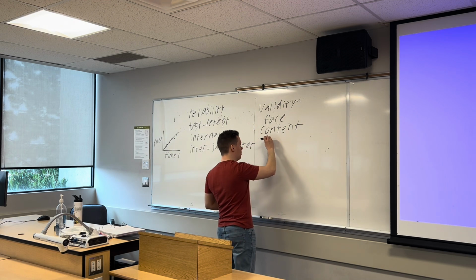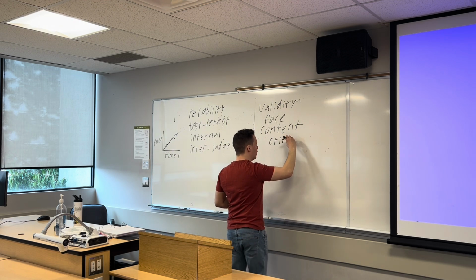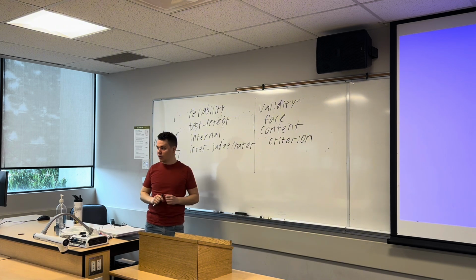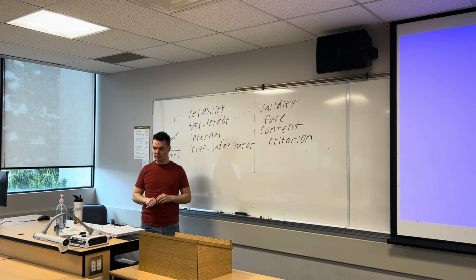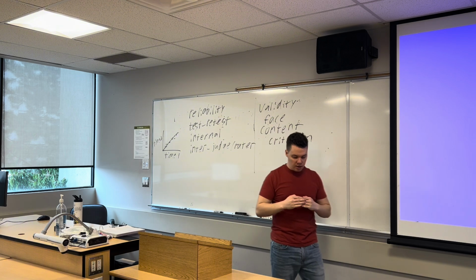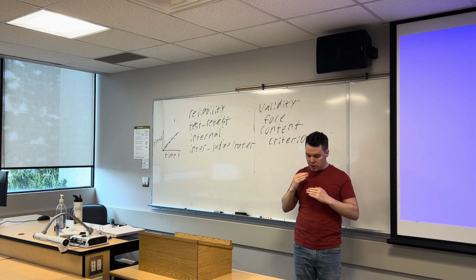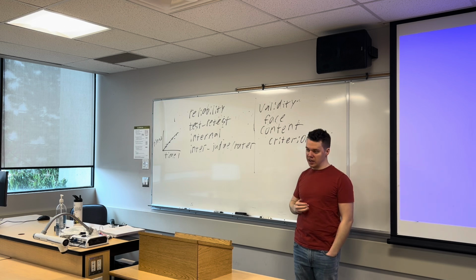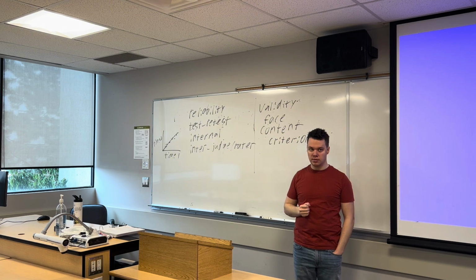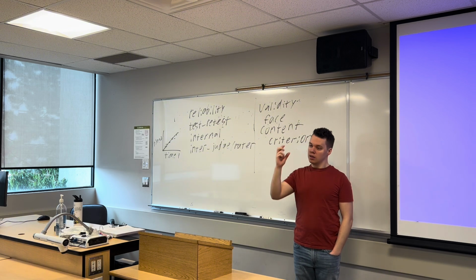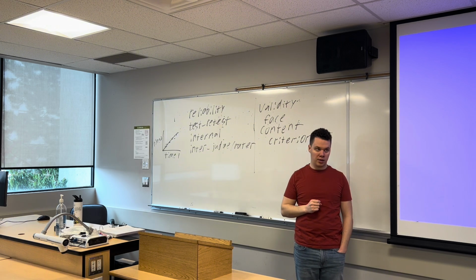The last one, in my experience, is the one that psychologists are most impressed with, and that's criterion validity. Criterion validity is, does the test correlate with something that it should be correlated with? That other thing is called the criterion, the thing that it's supposed to be correlated with.